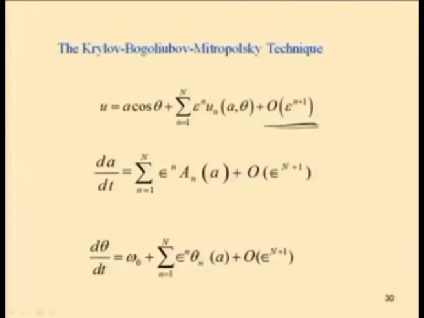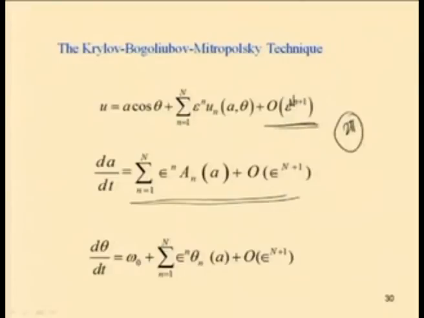So, this is capital N plus 1. In this case, a and theta are functions of time. So, dA by dt can be written. Here u n is a function of a and theta. So, according to the Krylov-Bogoliubov technique, one can take this dA by dt in this form. Here u n is a periodic function of period 2 pi.